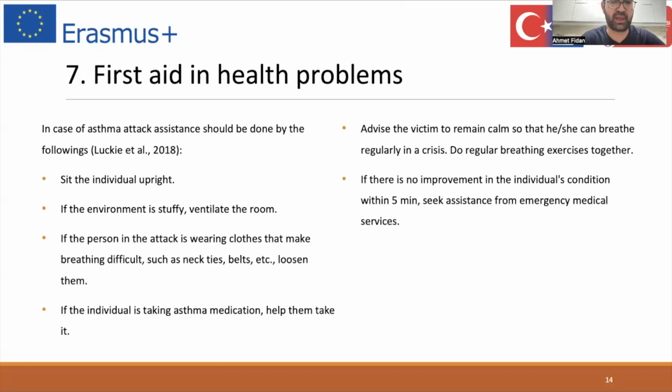Sit the individual upright. If the environment is stuffy, ventilate the room. If the person in the attack is wearing clothes that make breathing difficult, such as neckties, belts, etc., loosen them. If the individual is taking asthma medication, help them take it. Advise the victim to remain calm so that she can breathe regularly. Do regular breathing exercises together. If there is no improvement in the individual's condition within 5 minutes, seek assistance from emergency medical services.